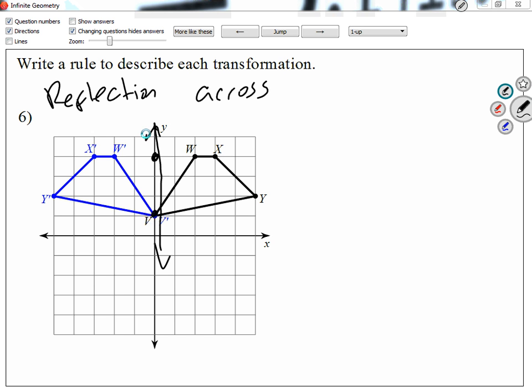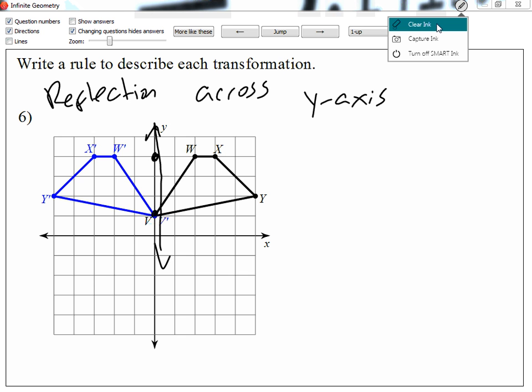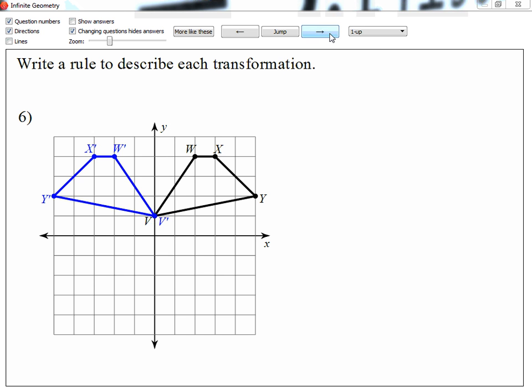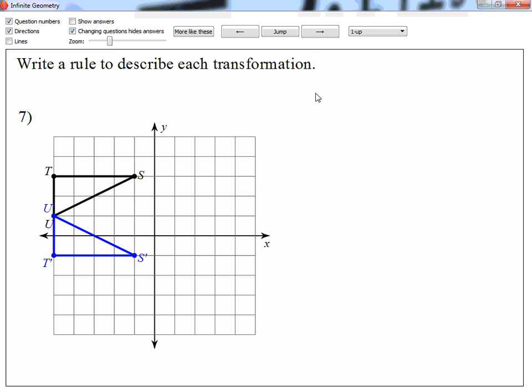How do we call that line? Y-axis. If instead of y-axis you call it x equals 0, it's okay. It's the same thing. Y-axis or x equals 0 is the same line. Any more questions up until 8? 7? Alright, let's take 8.